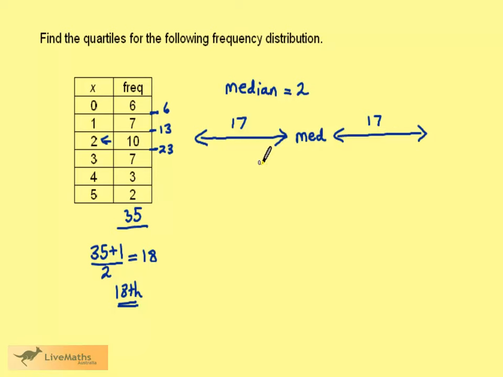We need to find the median for this group of data. 17 plus 1 divided by 2 gives us 9, so the lower quartile will be the 9th piece of data. The same calculation on this side: 17 plus 1 divided by 2 is 9. This would be the 9th piece of data, but counted in from the top end. Looking at the table here, we can see the 9th piece of data will be a 1. Therefore, the lower quartile is equal to 1.